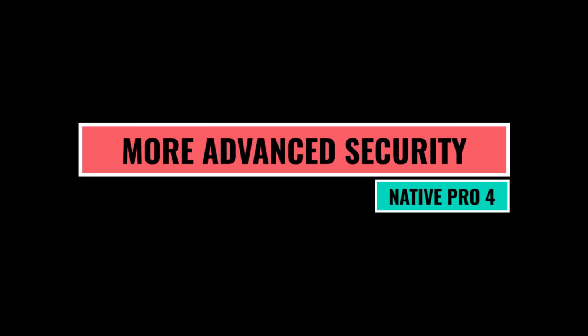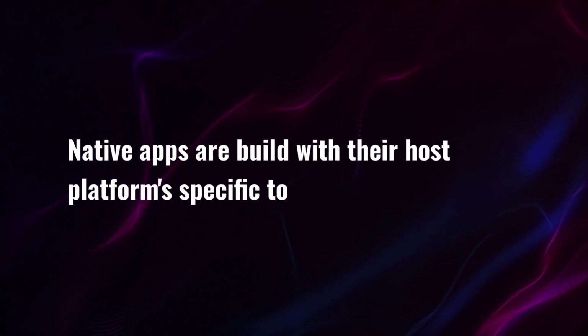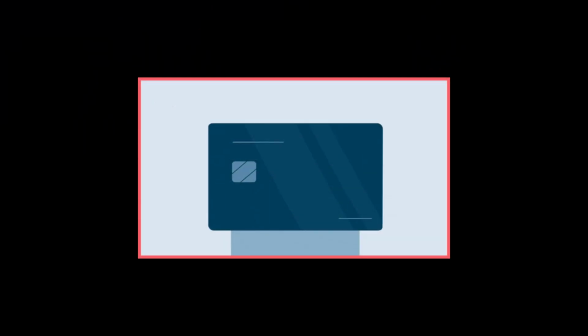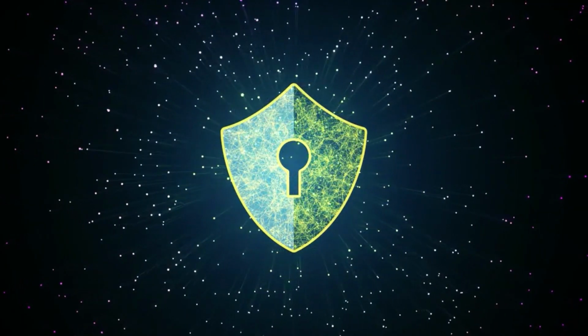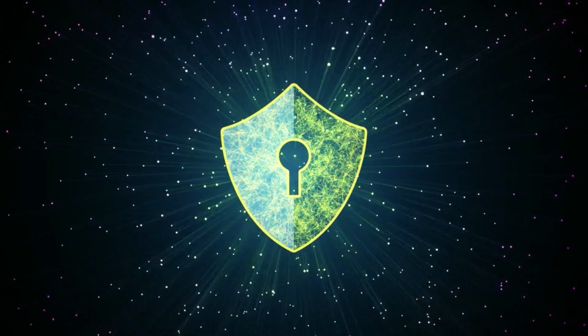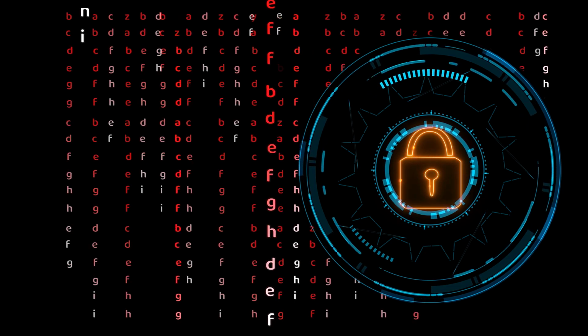Number 4, more advanced security. Now, let's talk about security. Native apps are built with their host platform's specific tools and languages, making it harder for intruders to find weaknesses in the walls. They are also tightly integrated with the device's security system, giving them easy access to the built-in security features like advanced encryption to deliver a more secure system.